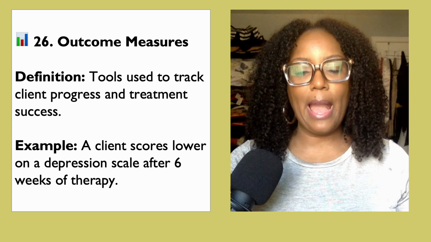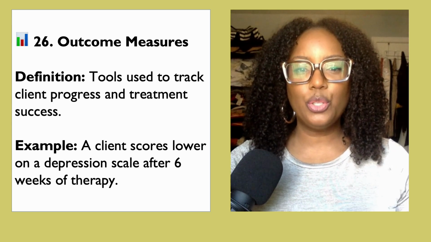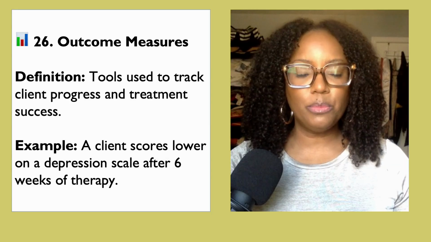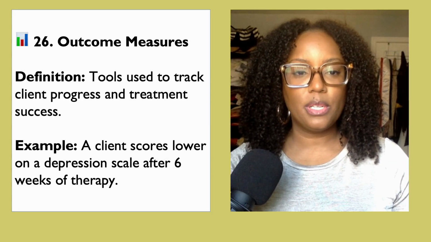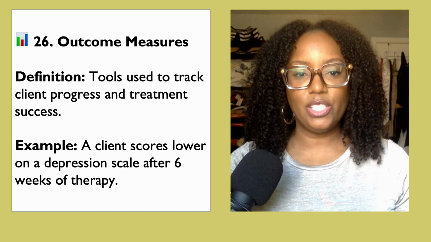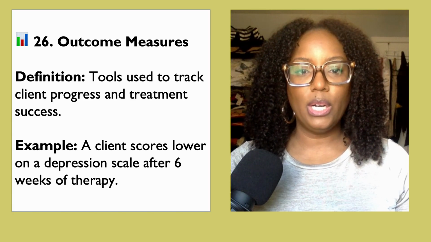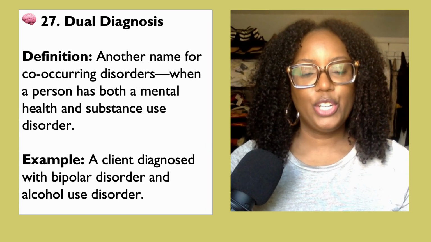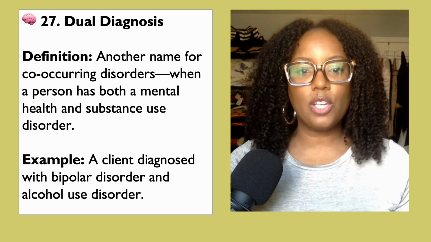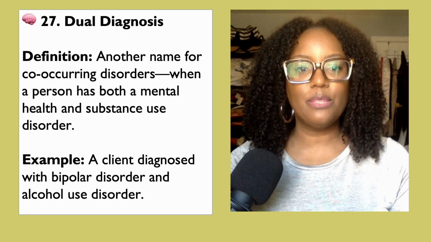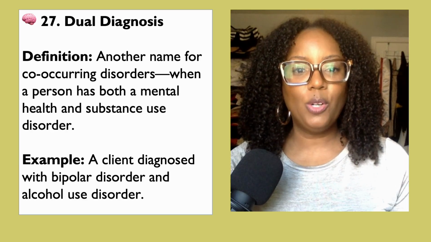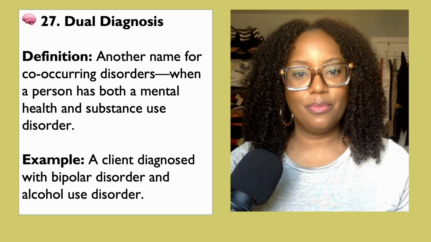Term 26 is outcome measures. These are tools counselors use to track client progress over time, like symptom checklists or goal tracking forms. For example, if a client's depression score drops over 6 sessions, that's a measurable outcome of therapy. Term 27 is dual diagnosis. It means the same thing as co-occurring disorders. A client has both a mental health condition and a substance use issue. Both need to be addressed in treatment.